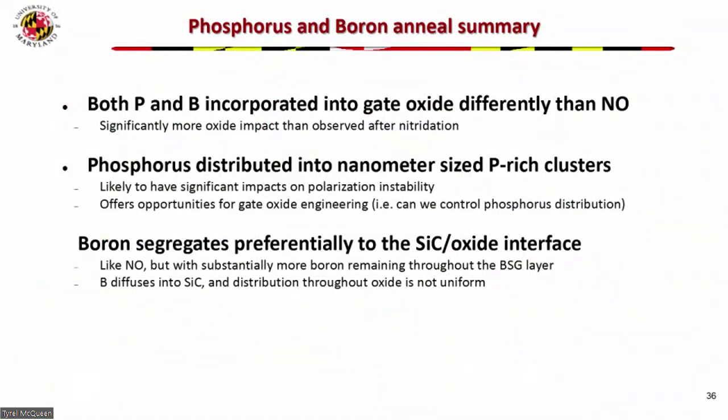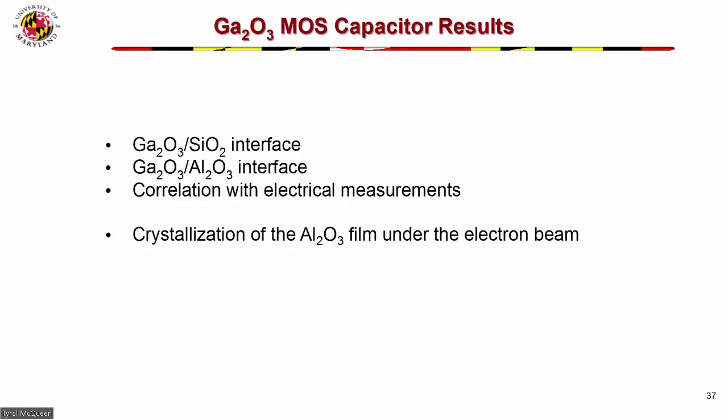Okay. So just to summarize this part, both phosphorus and boron incorporate in the gate in a different way than the nitric oxide. The phosphorus distributes forming clusters of about 3 nanometers in diameter, and the boron segregates preferentially to the interface, and some diffuses into the silicon carbide as well. But the distribution is not perfectly uniform.